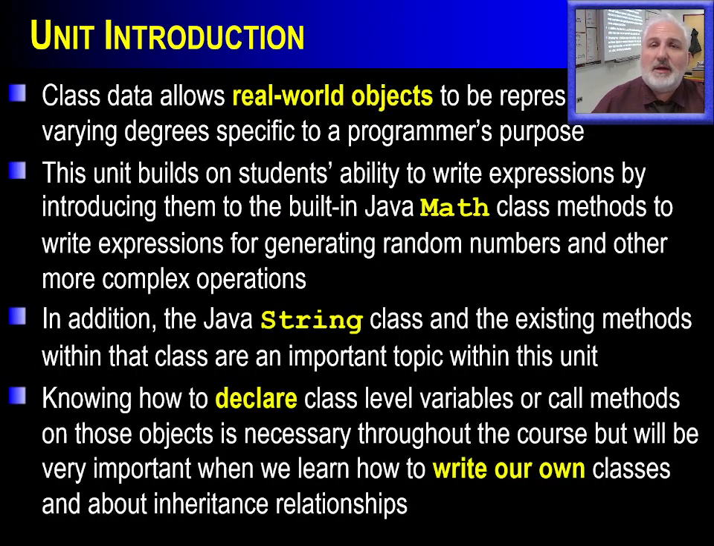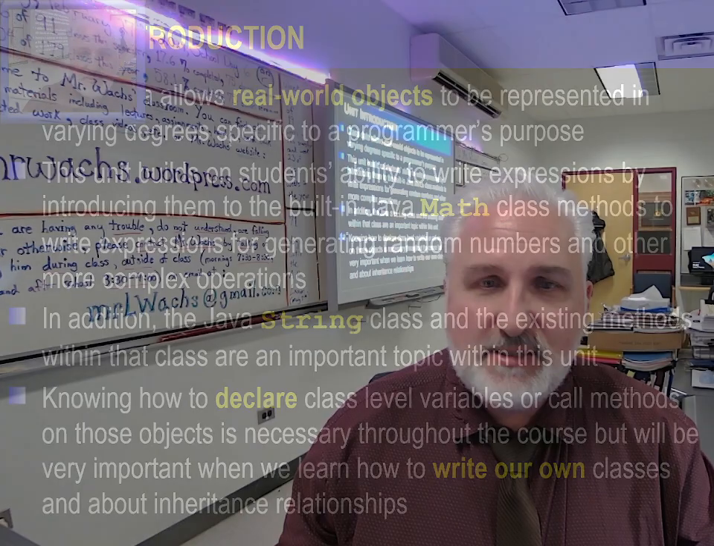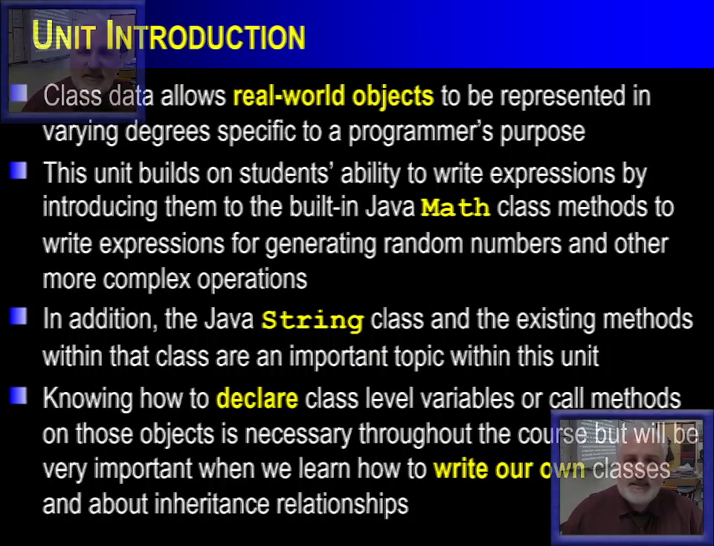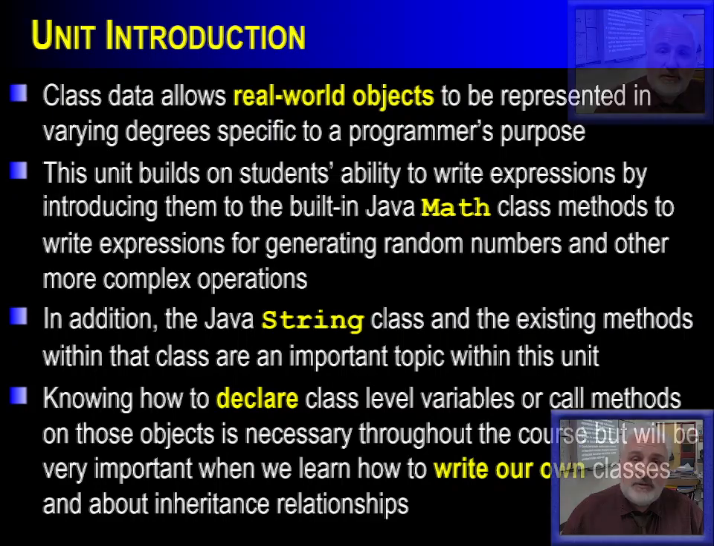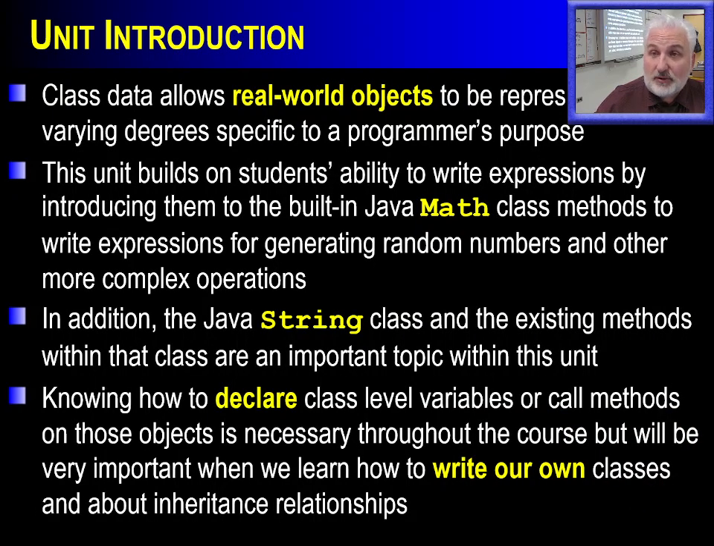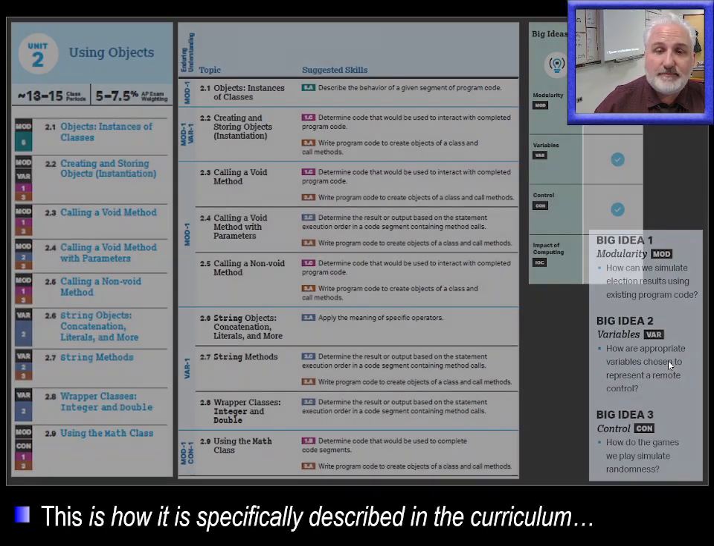All right, so classes allow you to store real-world data, is how the AP describes that. But that's essentially just saying modeling things in the real world. It builds on your ability to create expressions, code expressions, like those used with the built-in math class library methods or the string class in Java. You will know how to declare class-level variables or class-level objects, call methods from those objects, and how to even create your own classes eventually, and more advanced concepts like inheritance.